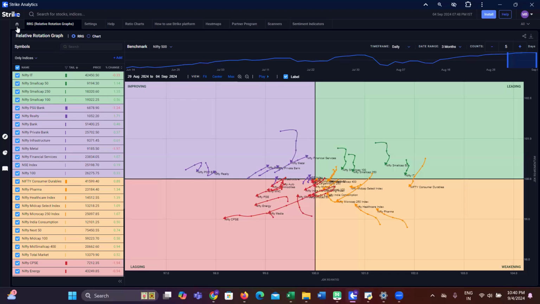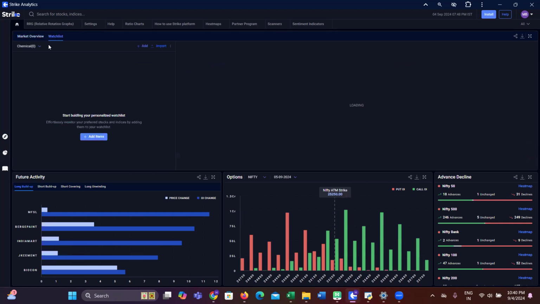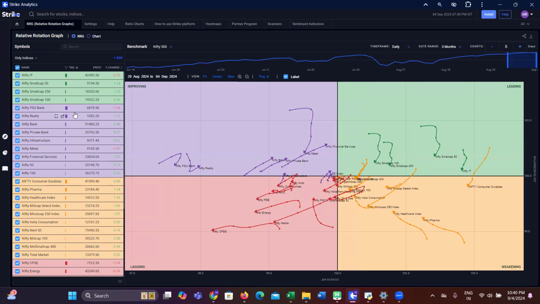You have an option to upload multiple stocks under the watch list. So you can go to the watch list, create one, and upload multiple stocks to study those based on RRG, and you can also include the fundamental and technical view and get more insight about it.